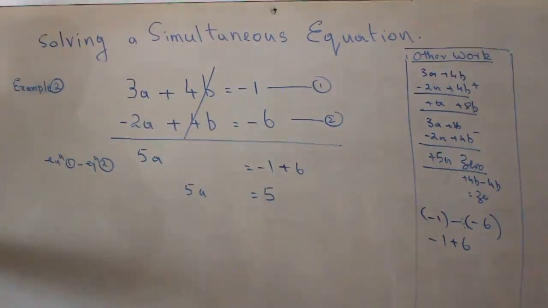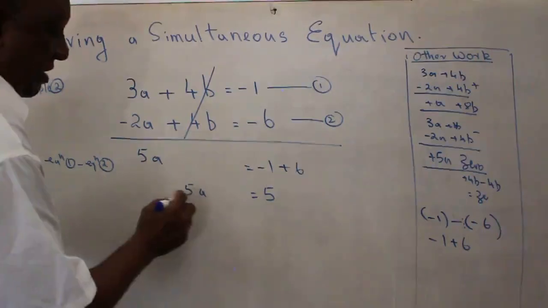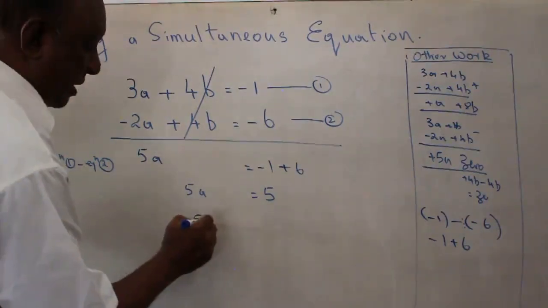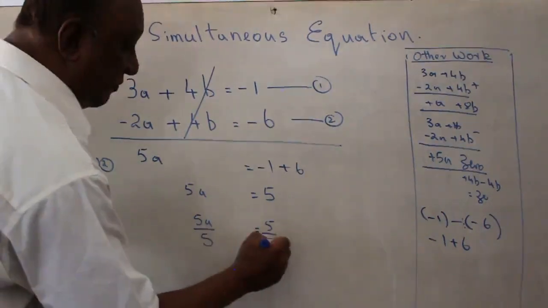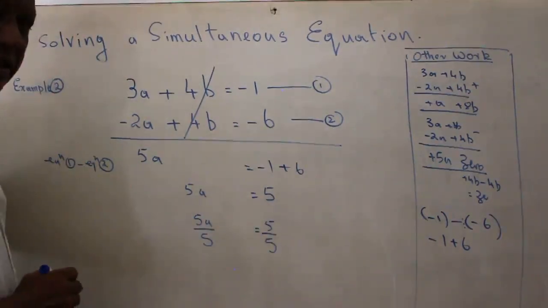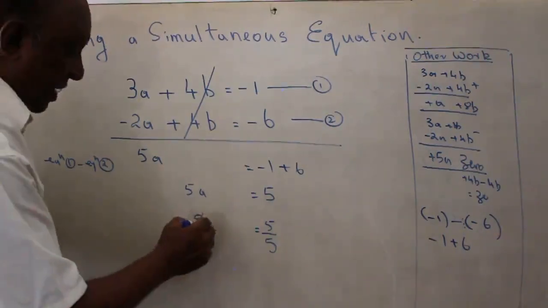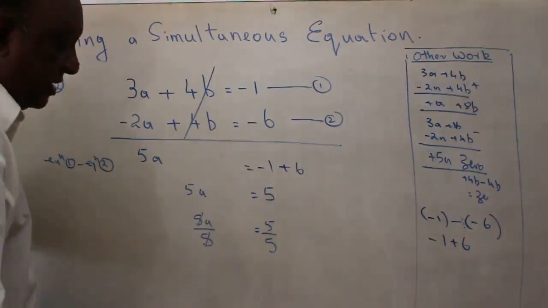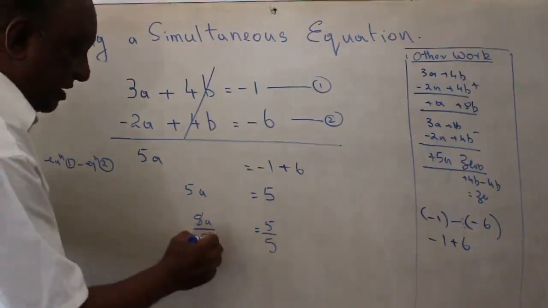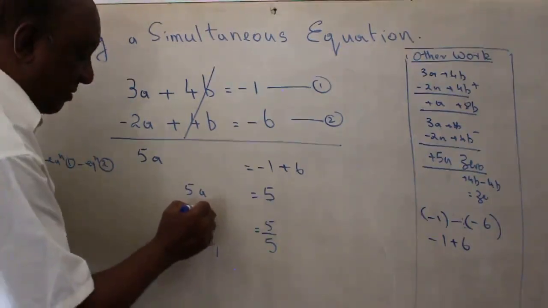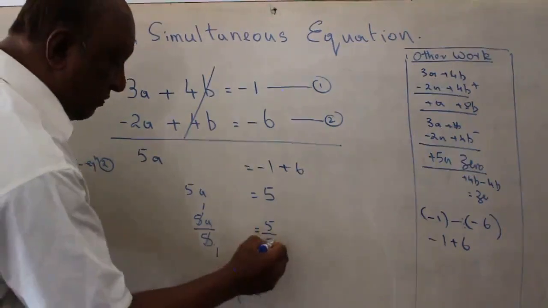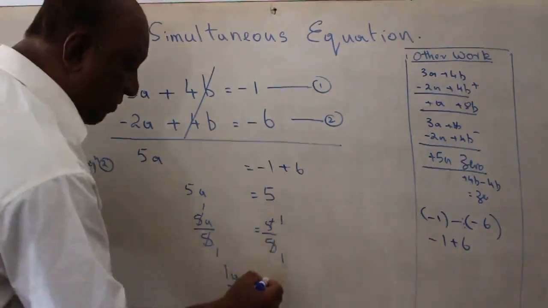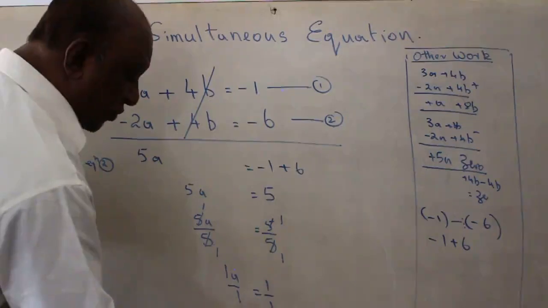Now in order to get a, you have to get rid of this 5 here. How do you get rid of that? You write here 5a divided by 5. On the right hand side you divide by 5. You will know that by learning the simple equations. 5 and 5, what happens there? We call it cancellation. You divide 5 by 5, you get 1 on top and 1 at the bottom, which means a is equal to 1.